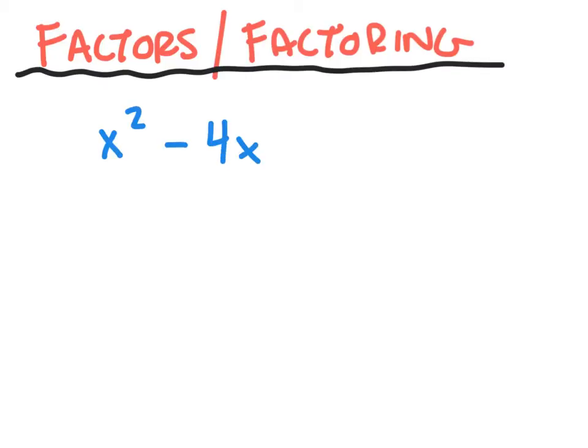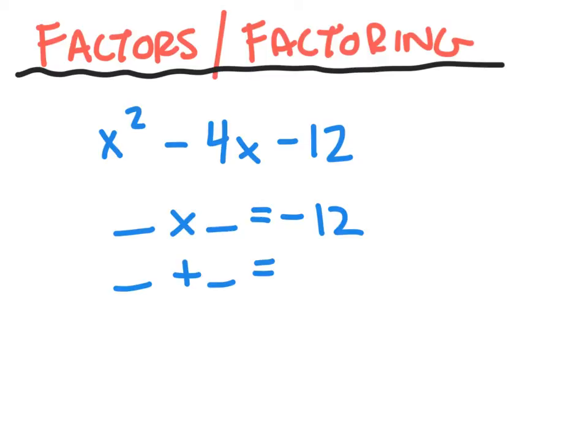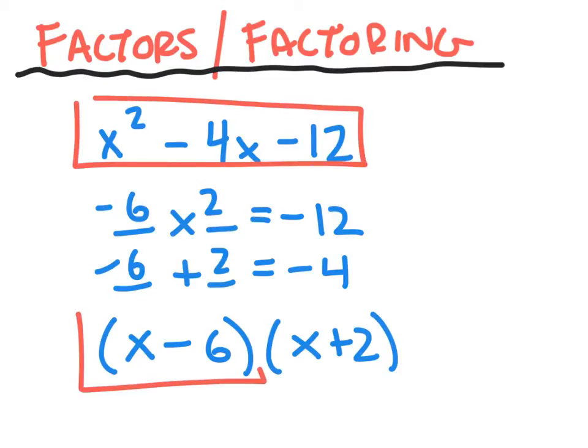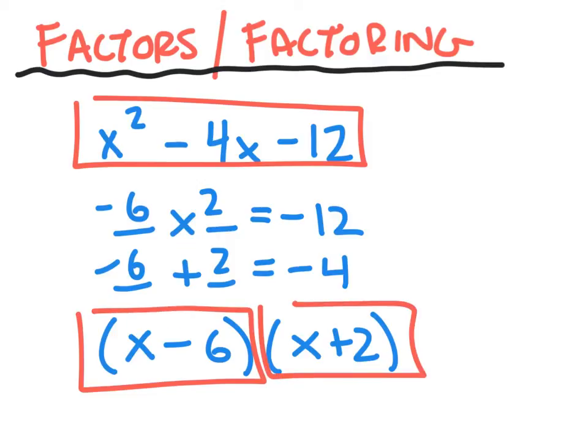Let me just think here. Let's do this. What we would be looking for is two numbers that multiply to negative 12 but add to negative 4. And we'd have to do a little thinking. I think we would find it to be negative 6 and 2. And so factoring that would break it into these two pieces. Why is this called factoring? Because we took something and we found two things that multiply to give you that item. This is called factoring.